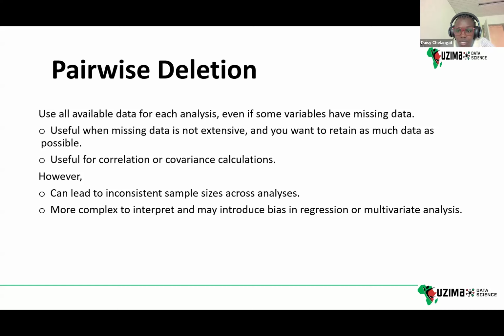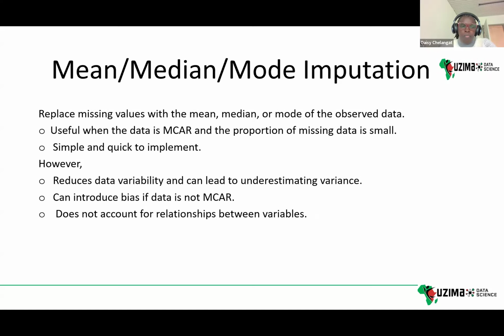But then for pairwise deletion, you only exclude the specific pair of variables when a missing value occurs in one of them. As you can see, it can lead to inconsistent sample sizes across analyses. So if you have, let's say, 10 variables, and you need to do correlation for two variables, every time you are doing pairwise deletion, it means that at the end of the day, you will be having varying sample sizes.